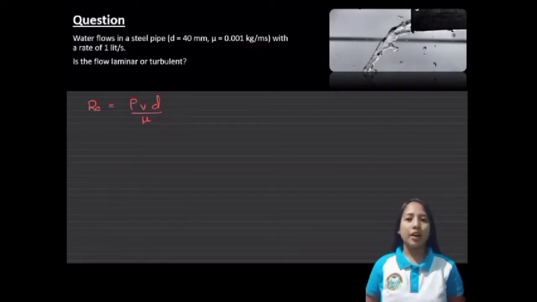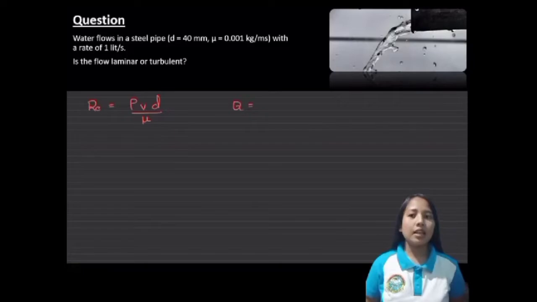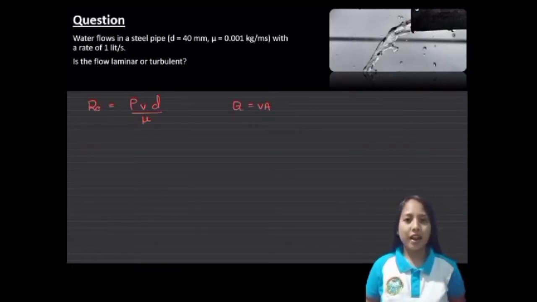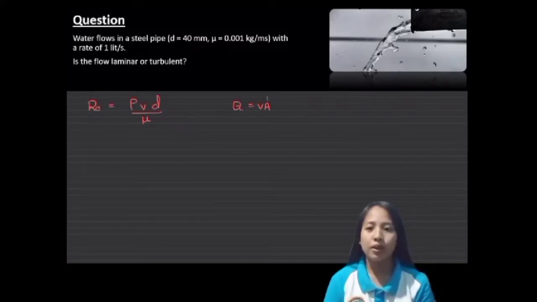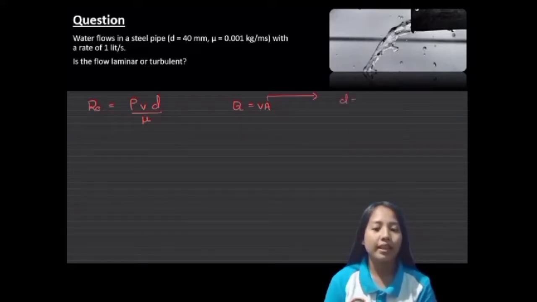So how can we work out what the velocity will be? Well, for that, we can use the equation for the flow rate, which says Q equals VA. That means the flow rate of the fluid is equal to the velocity times the cross-sectional area through which the fluid is flowing. Now, how can we work out this cross-sectional area? Well, the diameter is given to us in the question. It is 40 millimeters, so I can write the diameter as 0.040 meter, just to convert everything to standard units.